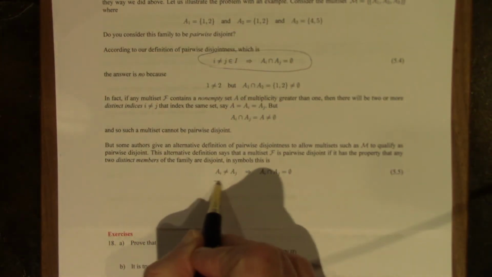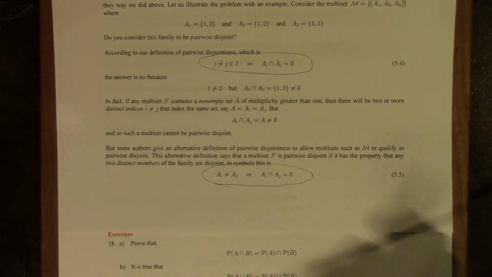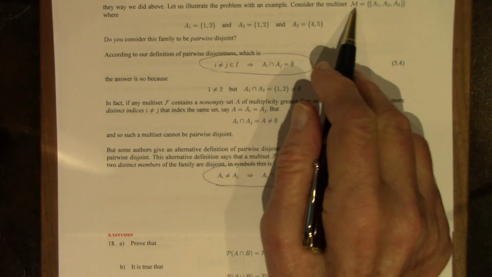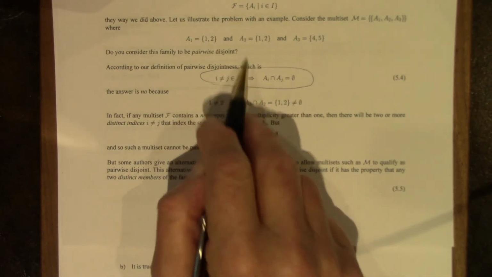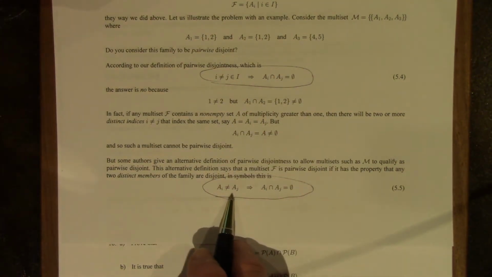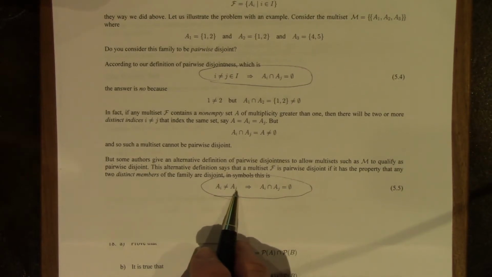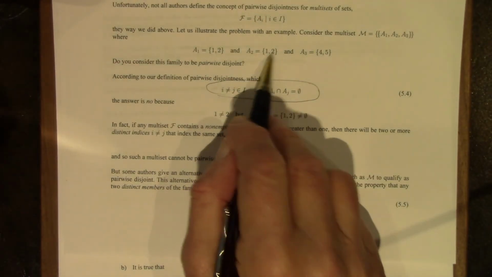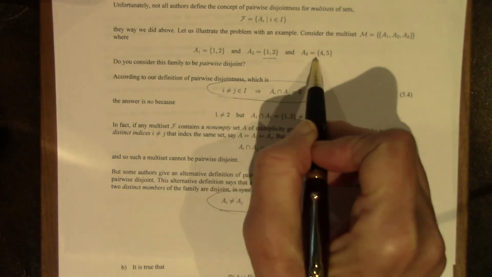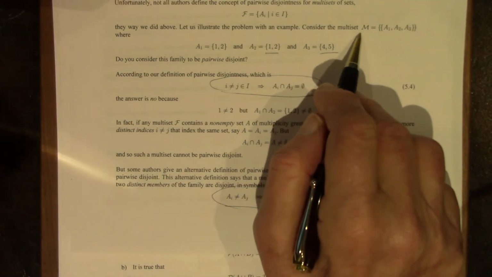This is our definition, and this is the alternative definition. Okay, and they are not the same, as we can demonstrate with this multiset here. According to our definition, this is not pairwise disjoint. But according to this definition, we have to look at distinct members of the family, not distinct indices. So there's only 2 distinct members of this family, this set, and they are disjoint. So this family, this multiset, would qualify as pairwise disjoint.